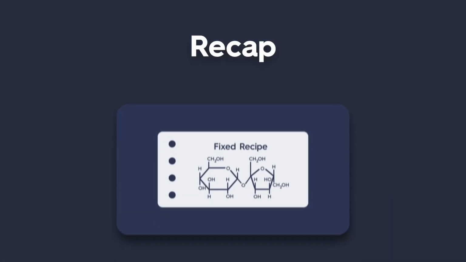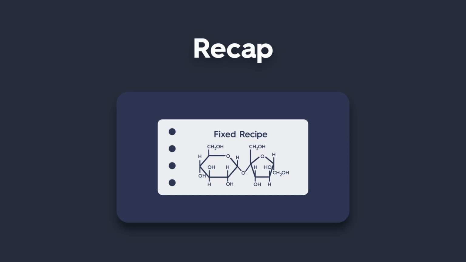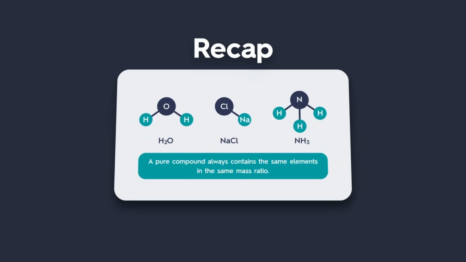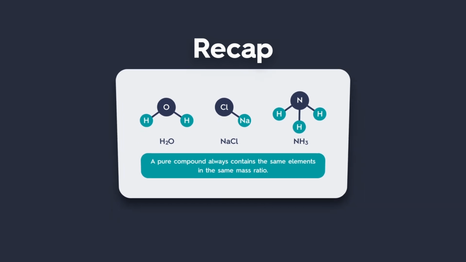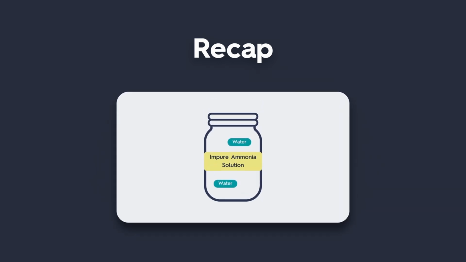To recap, a pure compound has a fixed recipe. That means the same elements always appear in the same mass ratio. Sample size and source do not matter, but mixtures and impurities can change what you measure.